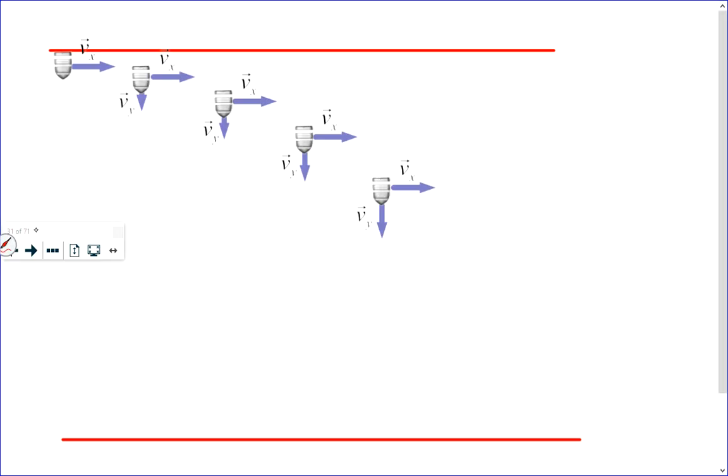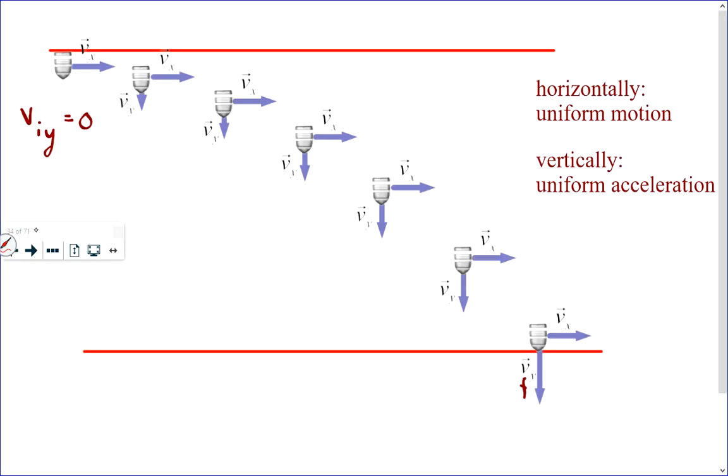It's going to increase at 10 meters per second per second until it reaches the other side of the shore. So I want you to make a note, and this is already in your table, by the way, that we're talking about horizontal motion being uniform and vertical motion being uniform acceleration. Constant velocity, changing velocity.